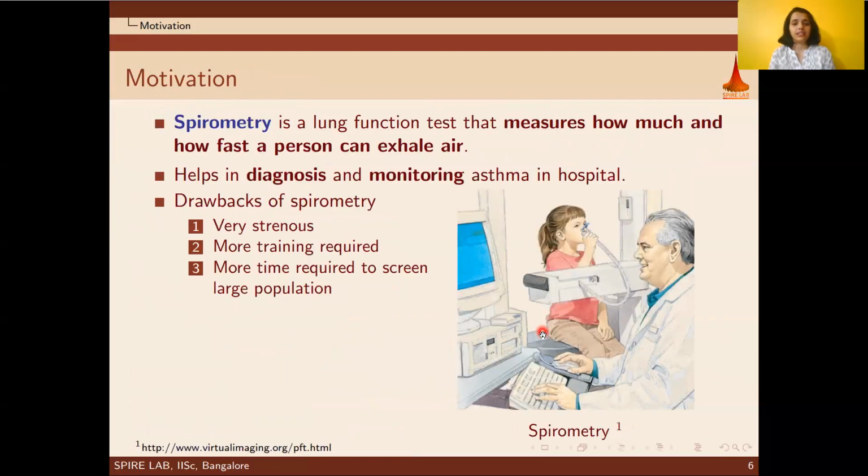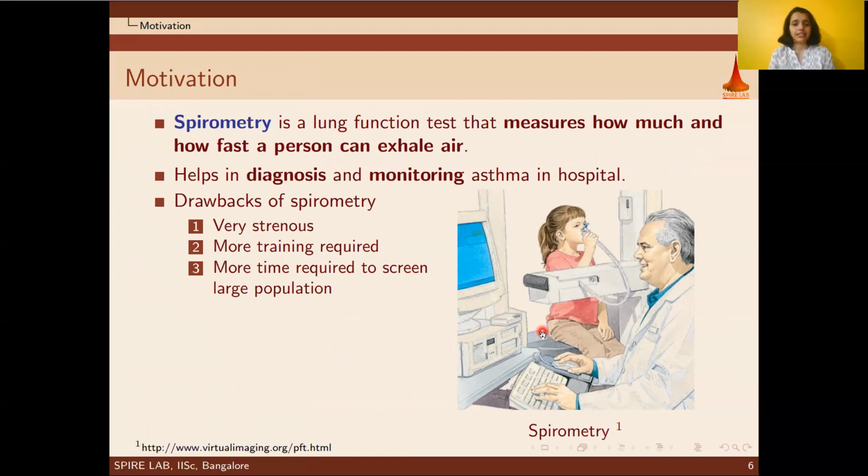Spirometry is the gold standard lung function test used to monitor or diagnose asthma. During spirometry, a person has to wear a nose clip, take a deep breath in from the mouth, and exhale as fast and as much as he or she can. Spirometry measures how much and how fast a person can exhale.